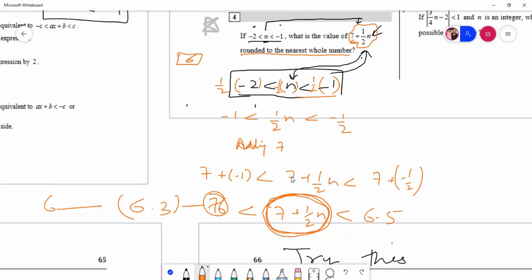Right. So we have to convert the inequality into the desired state which we are interested in. So that was 7 plus half of n. That's why we did some manipulations, some multiplications and divisions to the given inequality to get 7 plus half of n, and that's having the value in between 6 and 6.5. The question is telling you which is the nearest whole number, and that is 6, and that is the answer.